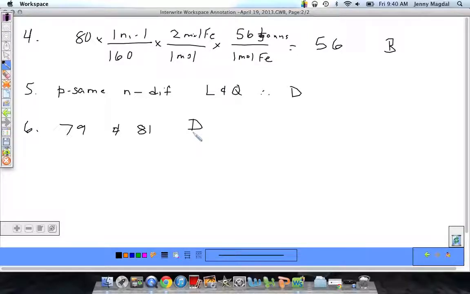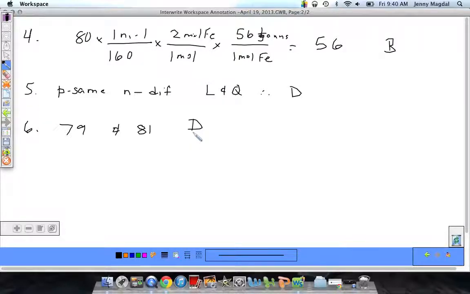Number 9, graphite's always going to conduct electricity. Liquid ionic substances will, that means they're in the molten state. Aqueous always will, that means that they're dissolved in water. So the only one that will not is C, CaCO3 solid. It would if it was aqueous or molten, but again, it's solid, so it won't.